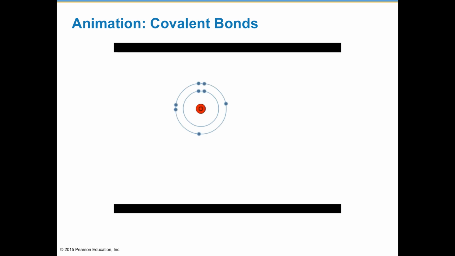An oxygen atom needs two additional electrons to fill its outer shell. Thus, it can form two single covalent bonds. An oxygen atom can share electrons with two hydrogen atoms, forming a molecule of water containing two single covalent bonds.